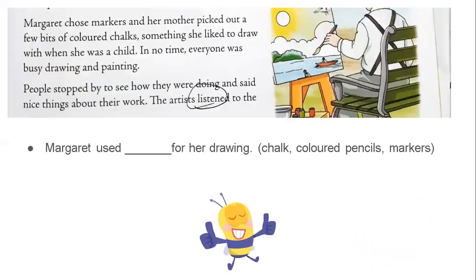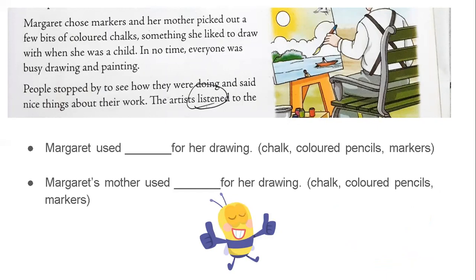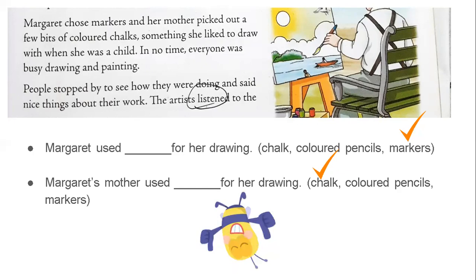Margaret used dash for her drawing. Was it chalk, colored pencils, or markers? Margaret's mother used dash for her drawing. Was it chalk, colored pencils, or markers? Can be confusing if you have not been reading the text. The answer is markers in the first case and chalk in the second case. And if you did get it right, that's for you.